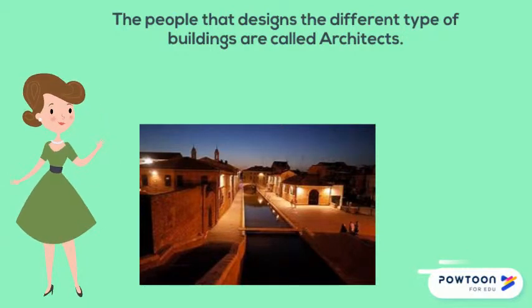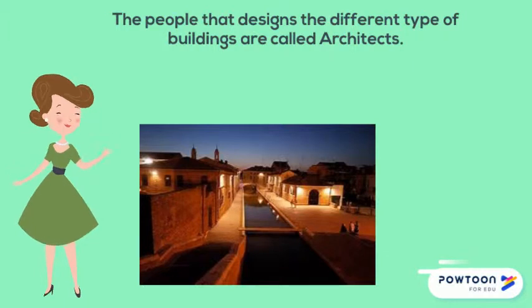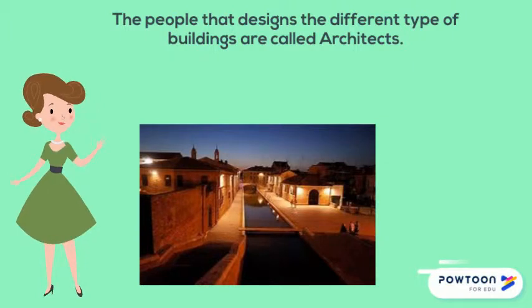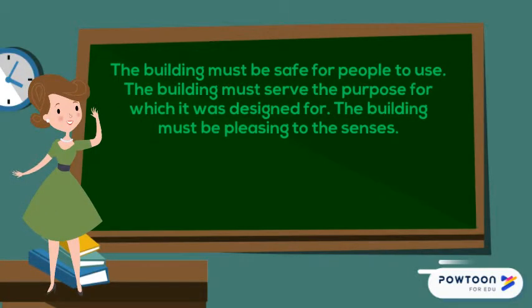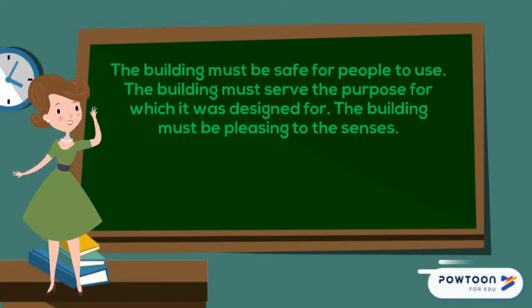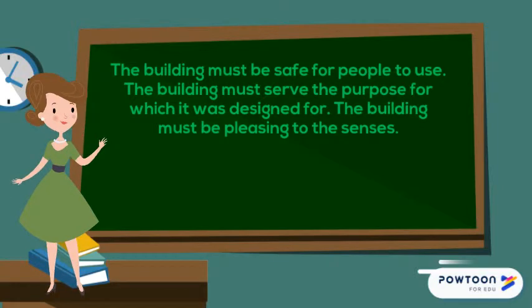What do architects do? Architects design homes, hotels, office buildings, schools, hospitals, sports arenas, shopping malls, and so much more. Although the appearance of these buildings is important, architects need to consider the appearance and other factors like building costs and the function, and make sure that they pass 3 tests. The building must be safe for people to use, the building must serve the purpose for which it was designed, and the building must be pleasing to one's senses.